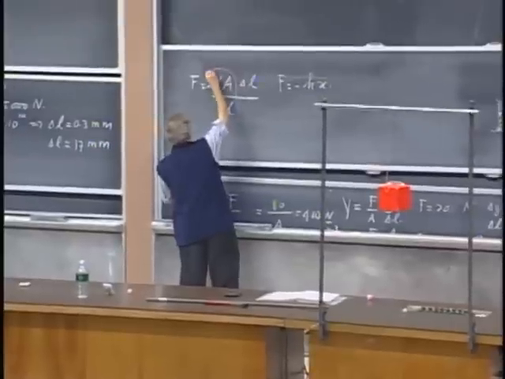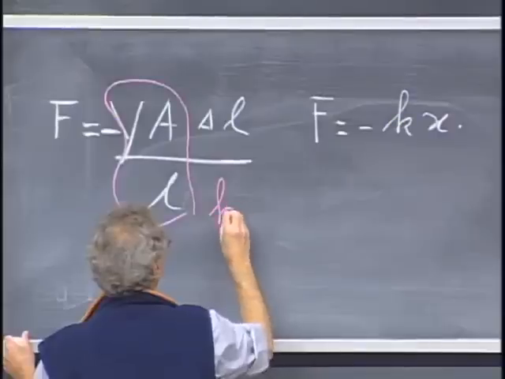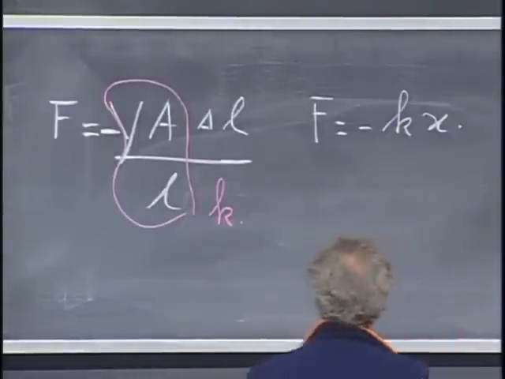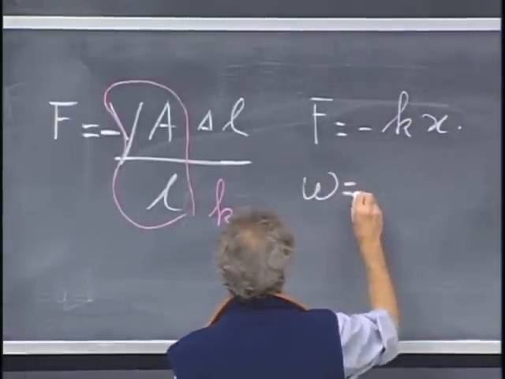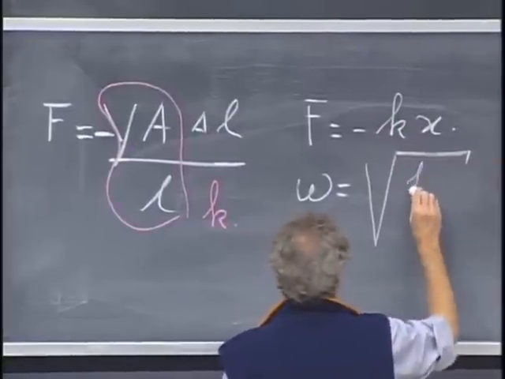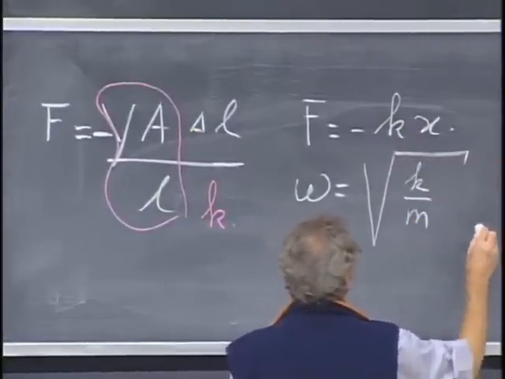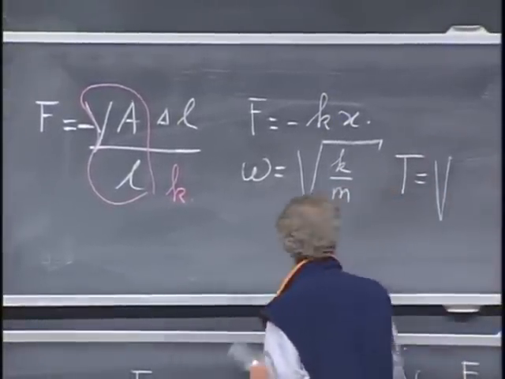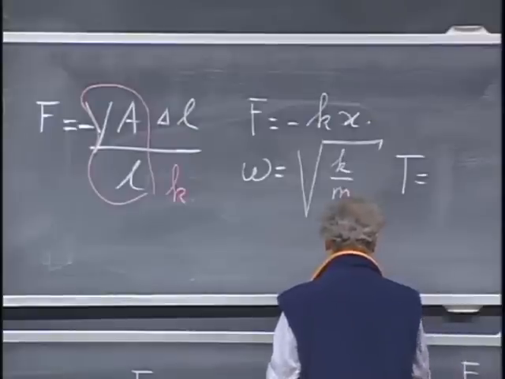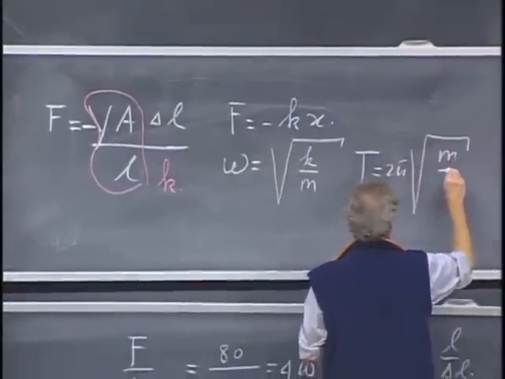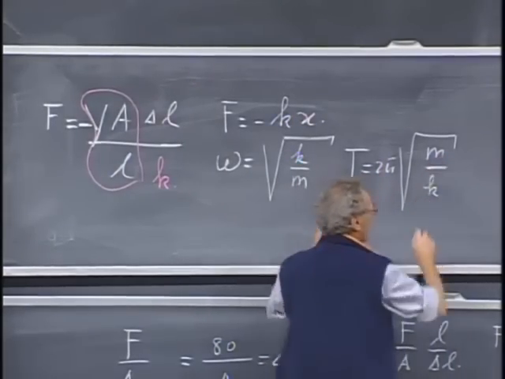And this now is our k, and delta L is our x. And so you can predict that it will start to oscillate with an angular frequency of omega, square root of k divided by m, and with a period which is 2 pi times the square root of m over k, and m is now the mass that I'm hanging here.